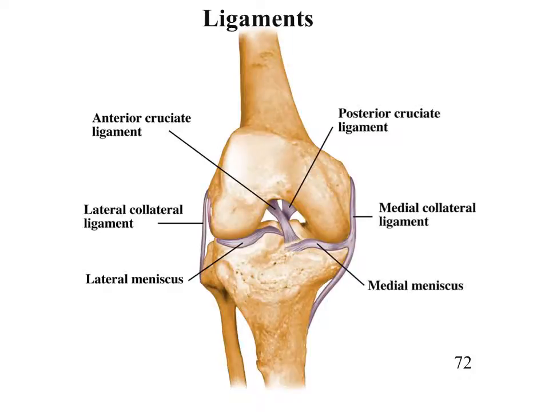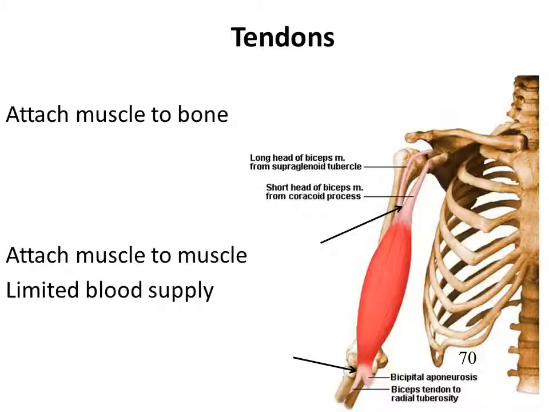Tendons attach muscle to bone, or in some cases muscle to muscle. We'll discuss that a little bit later. These also have a limited blood supply, so if you do hurt a tendon, you'll know it because it will take weeks or possibly months to repair. If you've ever had tendinitis, meaning an inflammation of the tendon, you'll know it, as it can be a very painful thing to move that joint.